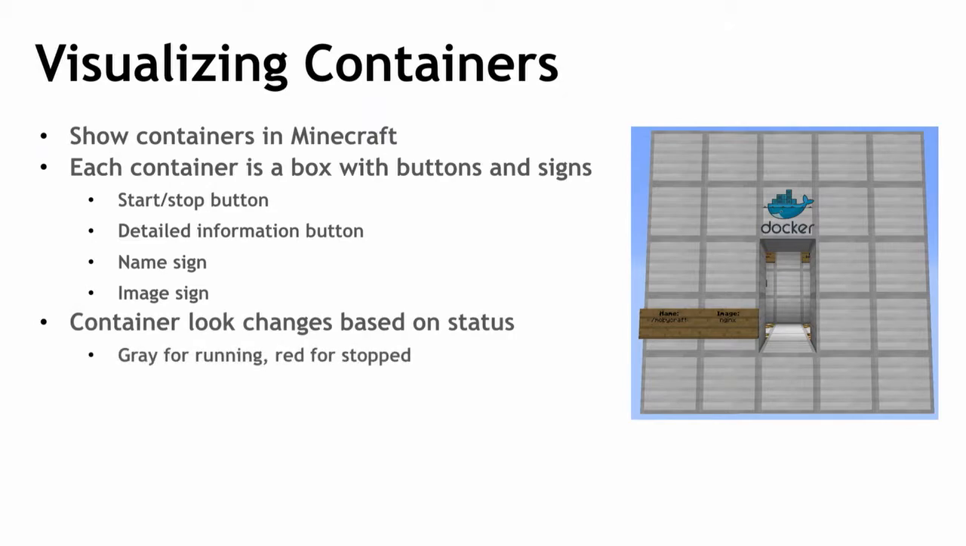Now, the look of the container changes based upon its status. If the container is running, it's gray. If the container is stopped, it's all red. You'll see a sample of that again.